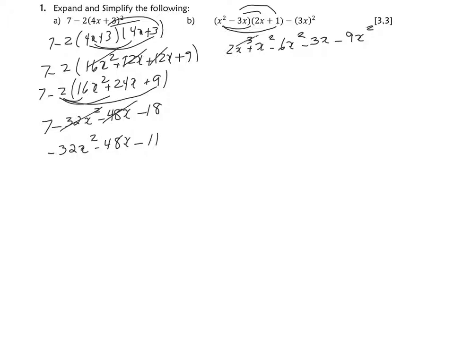Combining the like terms, I get 2x cubed. Then x squared minus 6x squared is minus 5x squared. Minus 9x squared is minus 14x squared. And negative 3x.